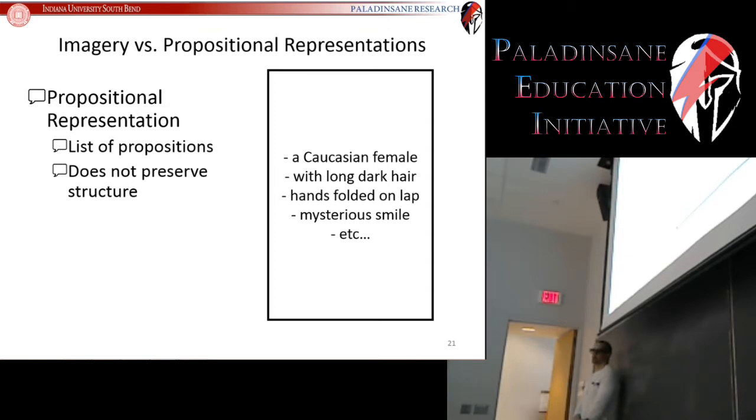Kind of like if she pulled a bank heist and you were a witness and the police officer asked you, who did you see? You would say, well, it was a Caucasian female. She had long hair, hands folded on her lap. That's a propositional representation of Mona Lisa. Notice that it preserves none of the structure of the actual woman. It preserves nothing about the external reality.